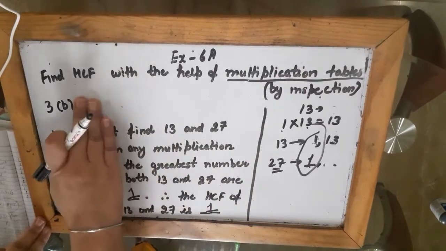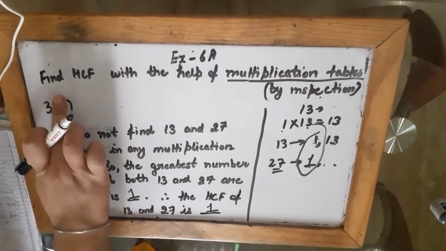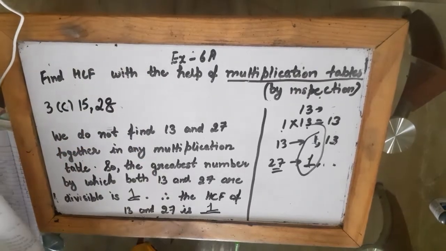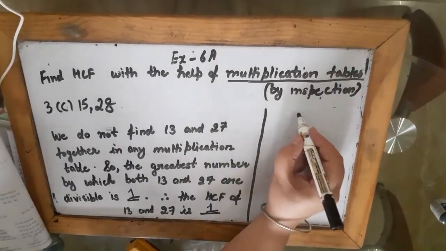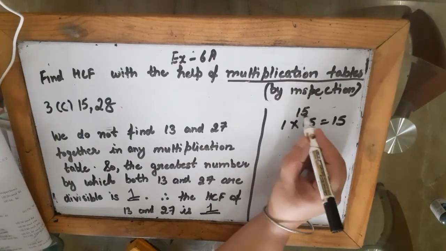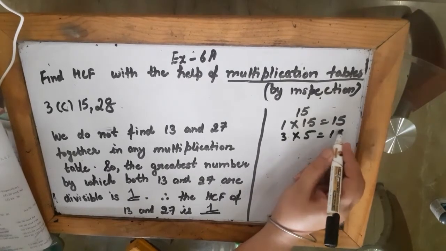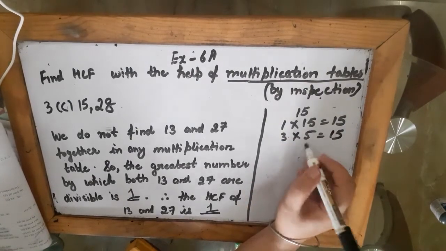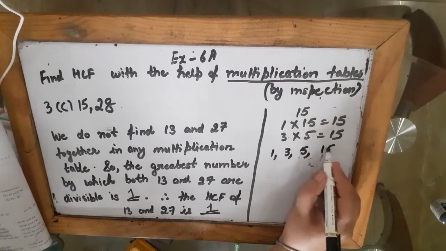Now let me take one more example like this. Suppose I have the numbers 15 and 28. Now let me take out the factors of 15 and 28. So 15 goes on the table of 1. 15 1s are 15. 2, no, I don't get 15 on the table of 2. 3 5s are 15. Then comes 4, no, 4 is not a factor of 15. Then comes 5, 5 is already there. So what are the factors of 15? 1, 3, 5 and 15.